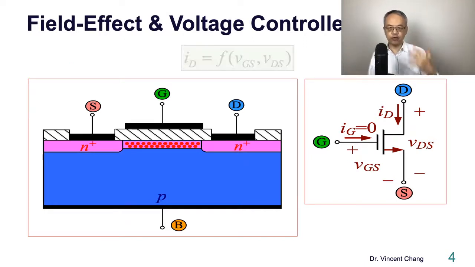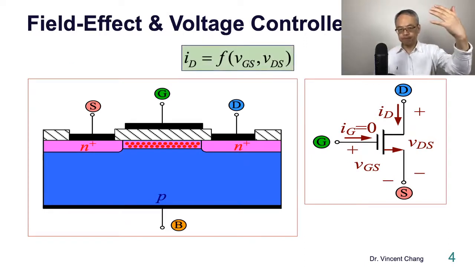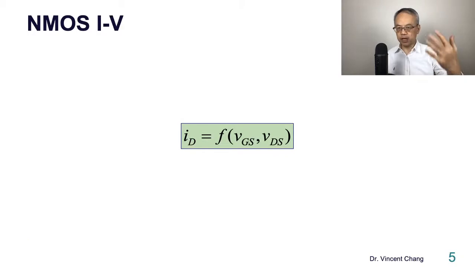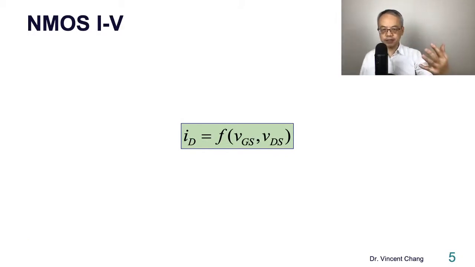Once the channel is formed, then the current ID is controlled by the concept of field effect and the voltage control. The ID will be controlled by VGS and the VDS based on the concept of field effect.